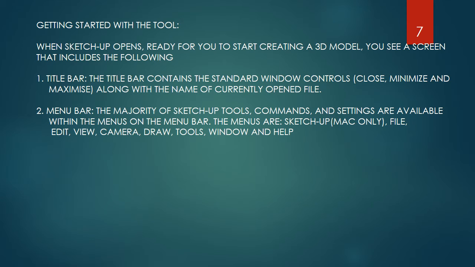Menu bar. The majority of SketchUp tools, commands, and settings are available within the menus on the menu bar. The menus are SketchUp, which is available on Mac only, File, Edit, View, Camera, Draw, Tools, Window, and finally Help tabs.